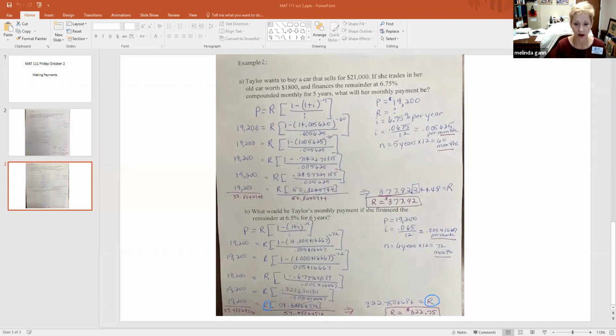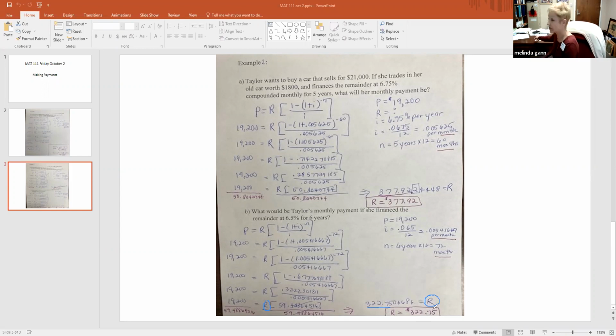But again, I'm trying to get it to the nearest penny. And because that's a 0, that's going to stay a 75. Now, you think, well, of course, I would rather pay $322.75 instead of paying $377.92. So I'm going to go get this car payment. Well, you might, but you might not.